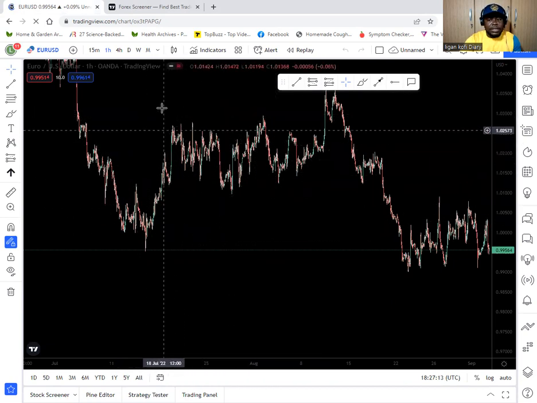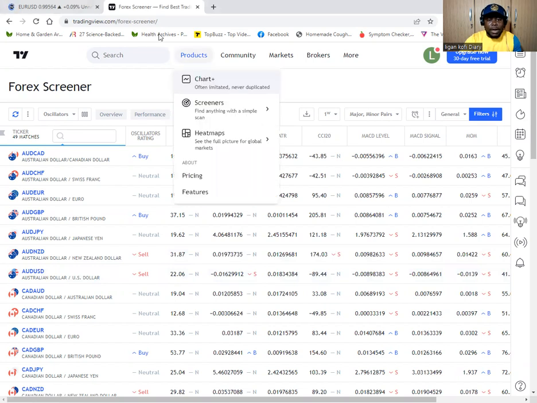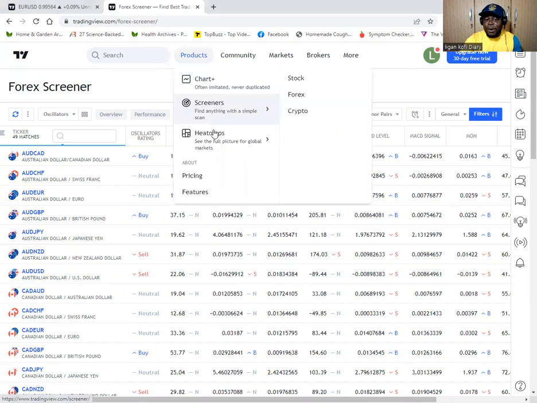But we are not going to talk about the chart. The next one after the chart is screeners. And that is what we want to talk about, the screeners. We won't talk about the heat maps. Maybe another time we'll talk about the heat maps. But today we are on the screeners. When you come to the screeners, you will see stock, Forex, and then crypto. So let's talk about Forex. But I'm sure once you understand the Forex aspect, you can look at the stock aspect and then the crypto aspect. Is that okay? So let's talk about Forex, because that's what we are doing for now on this channel.